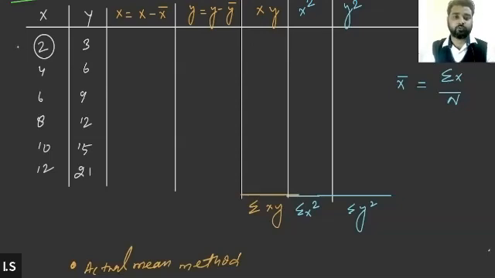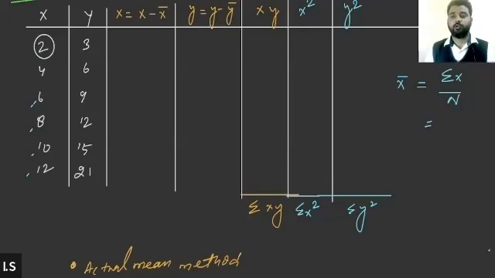Getting it? So 2 plus 4 plus 6 plus 8 plus 10 plus 12. By adding all these items, you will get sigma X. And n means number of items. How many items are there? 1, 2, 3, 4, 5, 6 items are there. So you will total the value of X and divide it by the number of items, that means 6, and by doing this, you will be able to find out the value of the mean. Is this clear to you?